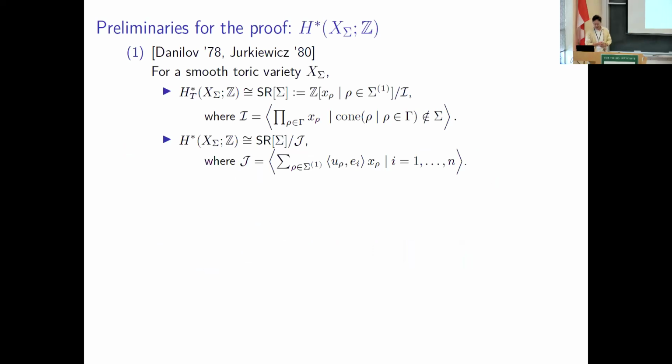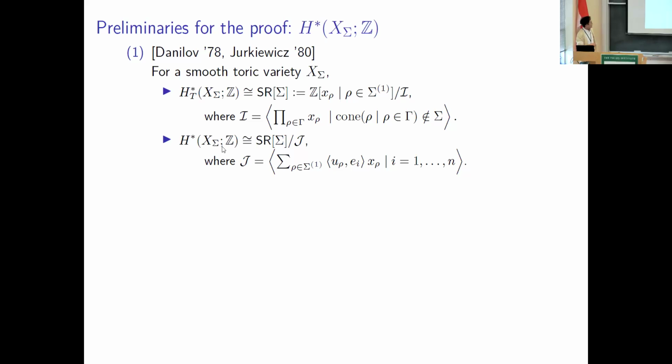All right, for the rest of the time, I will explain how we came up with this nice looking formula. Here's a little preliminary on the cohomology ring computation of the toric variety. For the case of a smooth toric variety, there are Danilov and Jurkiewicz. They studied the cohomology ring structure, which can be realized as a polynomial ring modulo some ideals. In this case, the equivariant cohomology is isomorphic to the Stanley-Reisner ring, as many of you already know. And this ideal is the so-called Stanley-Reisner ideal.